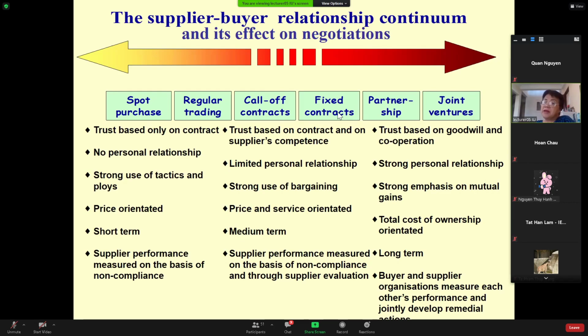For the call-off contract and the fixed contract, you trust based on the contract and the supplier's competence. Limited personal relationship, strong use of bargaining, price and service oriented, medium term, and supplier performance measured on the basis of non-compliance and through supplier evaluation.